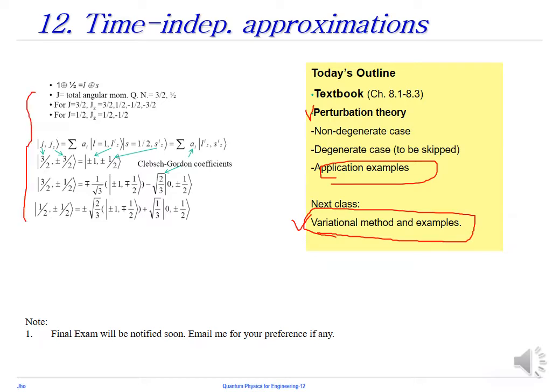Previously we discussed the 1 plus 1/2 system. This is another important quantum physics problem, and we will see these issues many times in noble materials. So these are actually important problems.